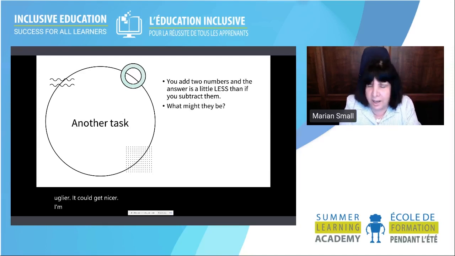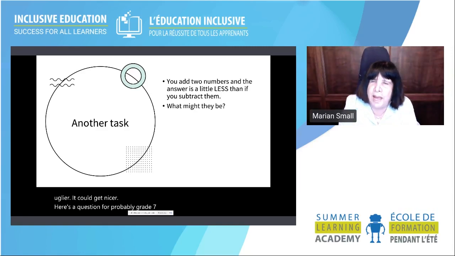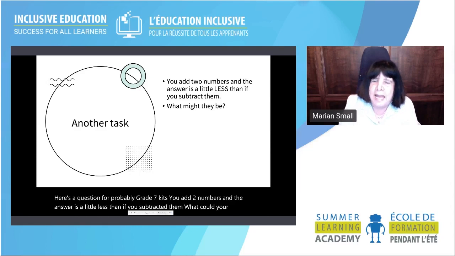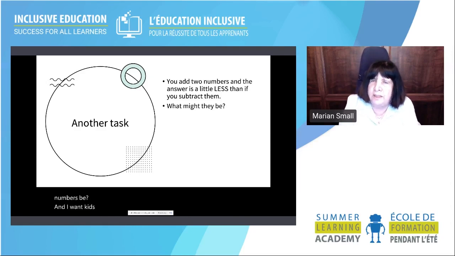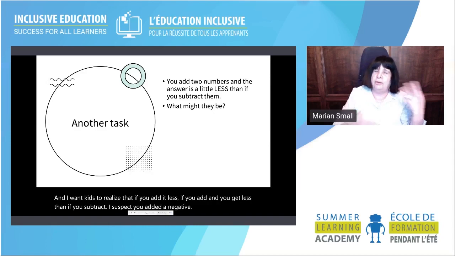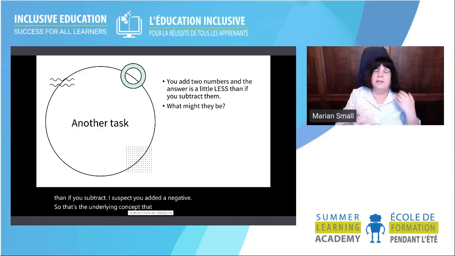Here's a question for probably grade 7 kids. You add two numbers and the answer is a little less than if you subtracted them. What could your numbers be? And I want kids to realize that if you add and you get less than if you subtract, I suspect you added a negative. So that's the underlying concept that I want them to think about.